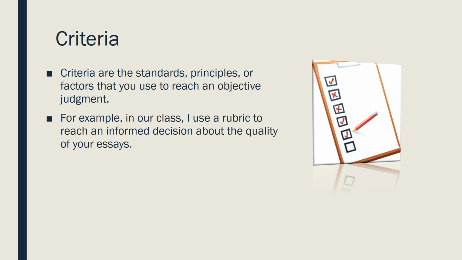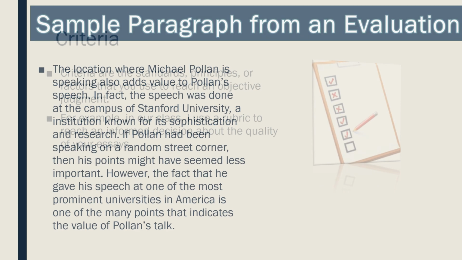If I told you, oh, I just felt like this was a C, I just felt like this was a B, you might not appreciate that. You might ask me, but what are you basing this on? Well, if I were doing a proper evaluation of your essay, I would want to pull out my rubric and show you on the rubric why you had earned that C, right? So think of criteria as sort of your rubric or your standards or principles that you're going to use to make an informed and well-reasoned conclusion or judgment.